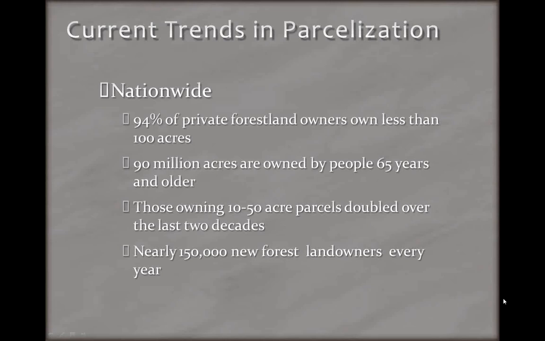Another alarming trend is the aging forest landowner. Most of them are over 65 years and older, and they account for about 90 million acres. Also, in the 10 to 50 acre range, that number has doubled over the last 2 decades, so you're finding a lot of small to medium sized forest land parcels. And every year about 150,000 new forest landowners are purchasing forest property, so you're seeing a large number of new people with very different backgrounds than the traditional forest landowner.